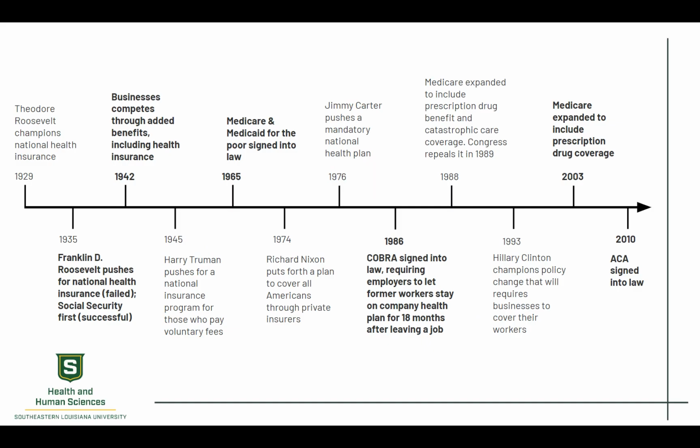So, this is in summary some of the major laws and policies that have been passed or attempted to be passed in the US from 1929 when Theodore Roosevelt campaigned for the national health insurance to 2010 when the Affordable Care Act (ACA) was signed into law. I've included a number of other laws that were attempted. Those that are in bold were successful, and those that are not in bold were unsuccessful.